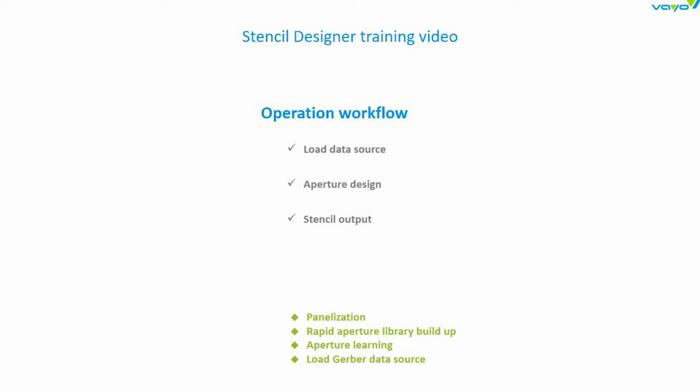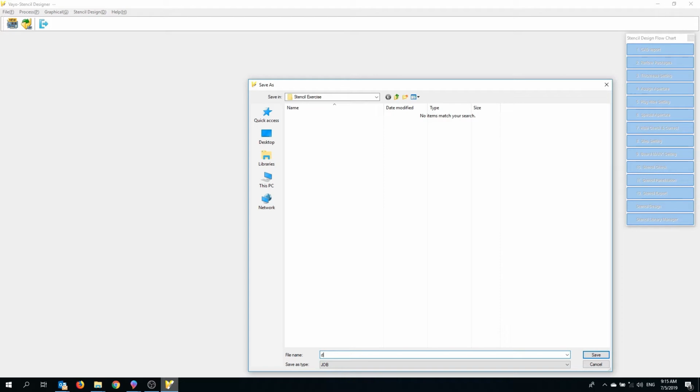The workflow of stencil design contains three parts: load data source, aperture design, and stencil output. I shall explain the detailed operation of Stencil Designer software and guide you to accomplish the design for a stencil. Panel generation, rapid aperture library buildup, and Gerber data source import shall be explained in a separate training video. Before we get started, let's create a job.